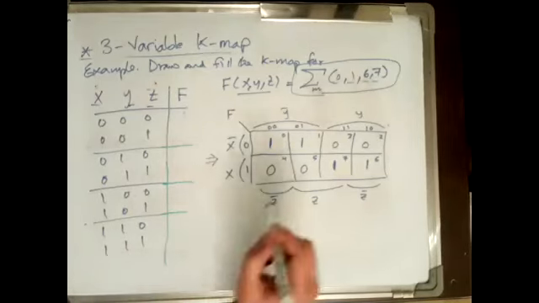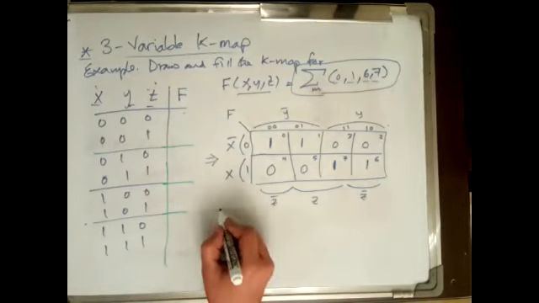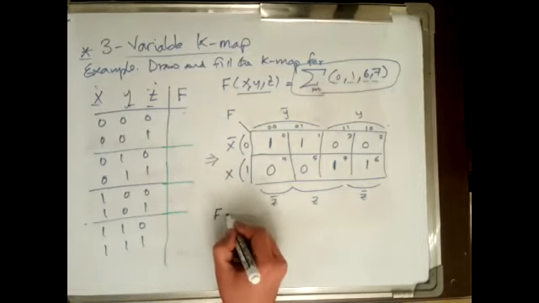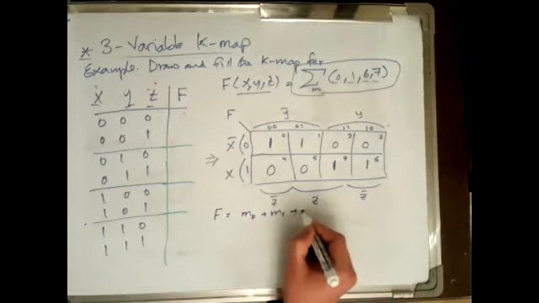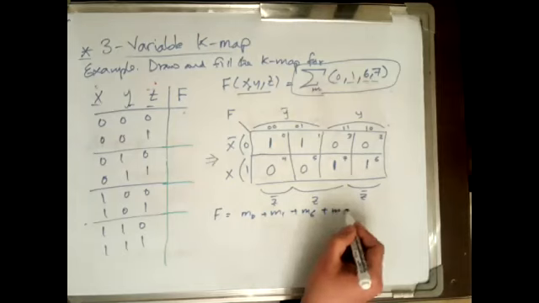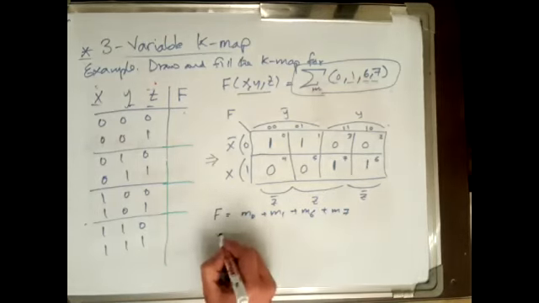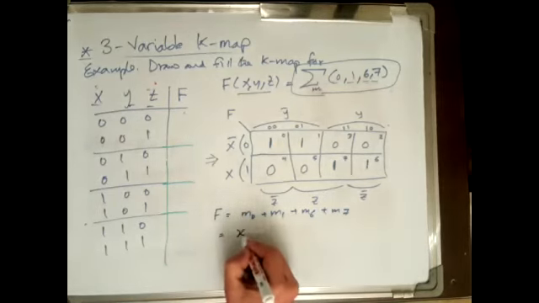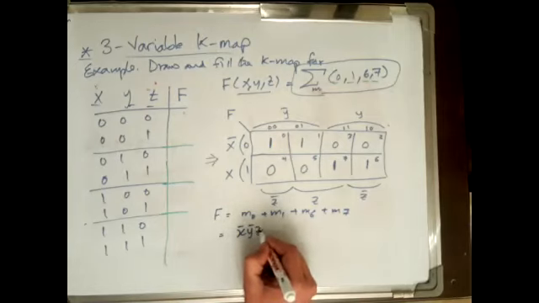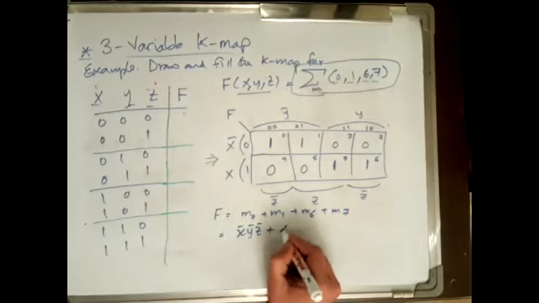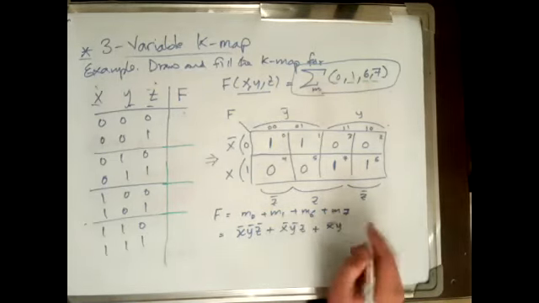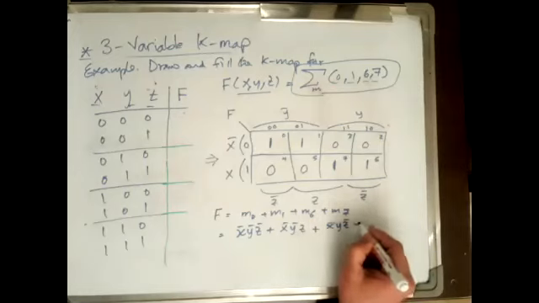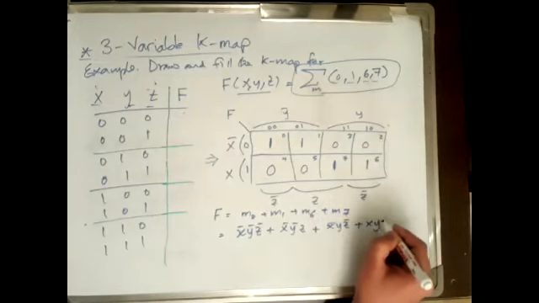So f is basically minterm 0, minterm 1, minterm 6, and minterm 7. So minterm 0 is essentially x bar, y bar, z bar. Minterm 1 is x bar, y bar, z. Minterm 6 is x, y, z bar, and minterm 7 is x, y, z.